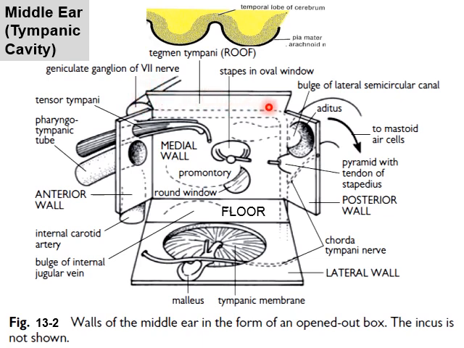Now let's see the roof. Here is the roof. The roof is related to a part of bone called the tegmen tympani. Tegmen tympani is a part of the petrous bone. So the whole middle ear is located in the petrous bone, and the roof is made by a specific point called the tegmen tympani.